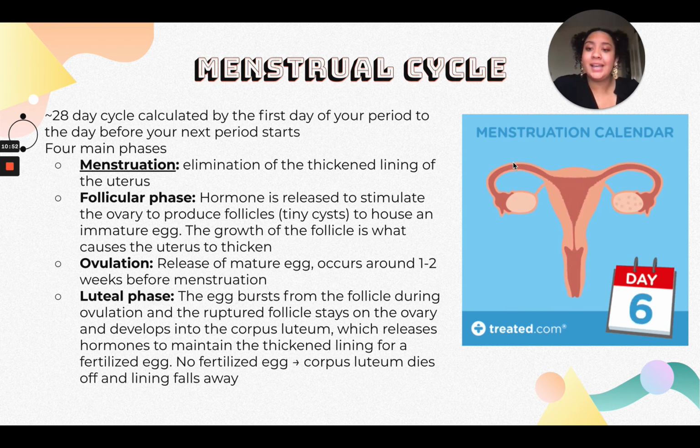And then lastly, it is the luteal phase. So what happens is an egg bursts from the follicle during ovulation, and then the ruptured follicle stays on the ovary and develops into a corpus luteum, which actually releases hormones to maintain that thickened lining, just in case there's a fertilized egg. If there's no fertilized egg, the corpus luteum dies off, and then the lining falls away, going back to menstruation. Okay, so that's the whole cycle.